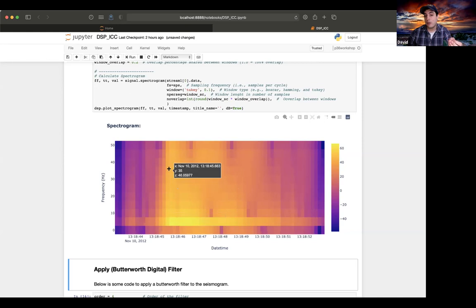This is kind of relative. Something to note here, we're not going to get too much into it, but this is in decibels. It just makes it a little bit easier to plot in spectrograms. But again, I'm not going to get too much into it, just note that it's decibels for the amplitude.